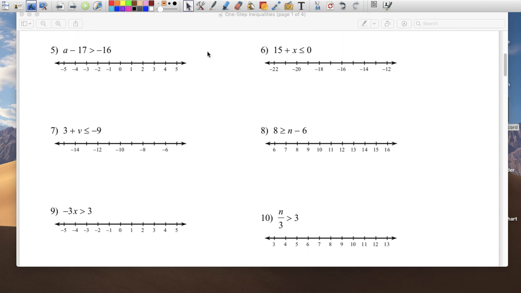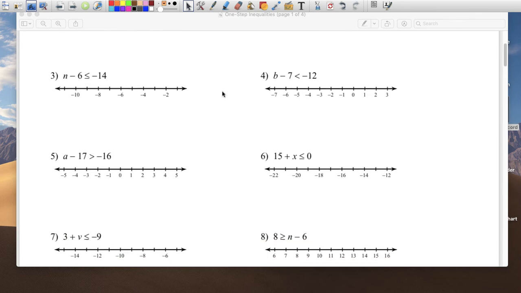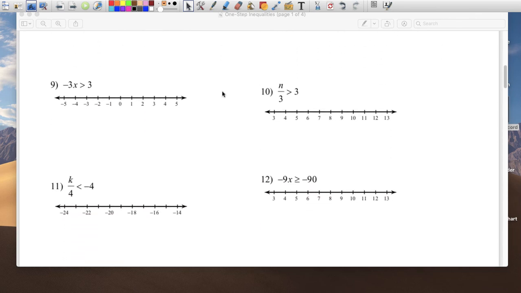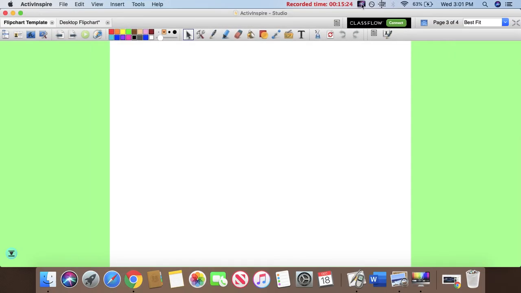And that should be more than enough for you to have as guides to do that first page. Okay? And that's that.